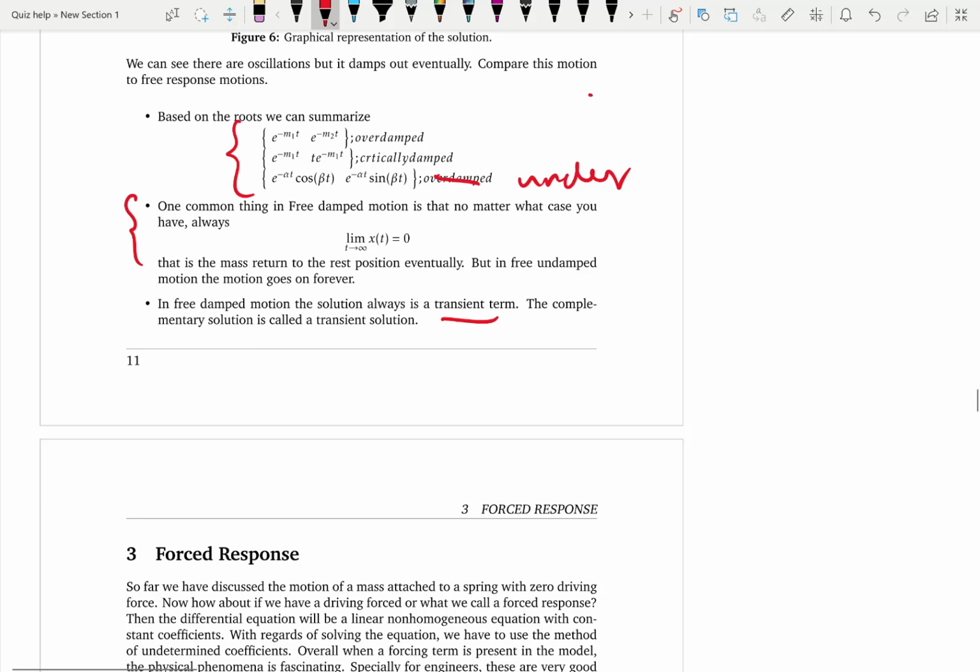In the next couple of videos, what we are going to learn is what happens when you have a driving force, when the differential equation is non-homogeneous.